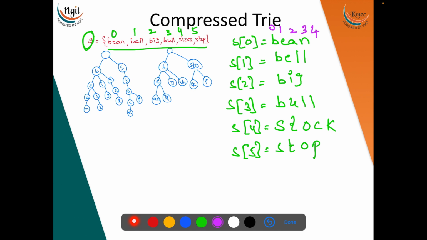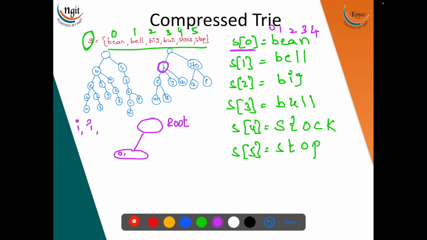With the memory representation, we just construct the compressed trie. Now let's see how I can generate the compressed trie. Root node is always empty in all the tries, whether it is standard or compressed or suffix. Now, what is the first alphabet? It is B, right? So B is in which index? S of 0 index. So I'm just writing here 0, comma.